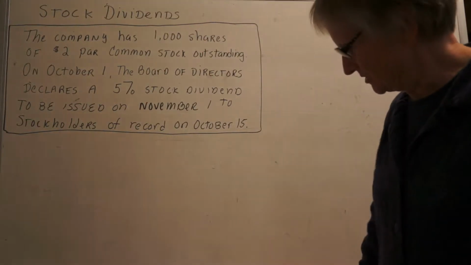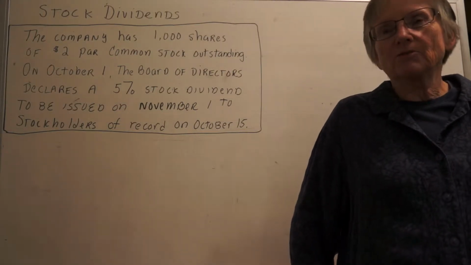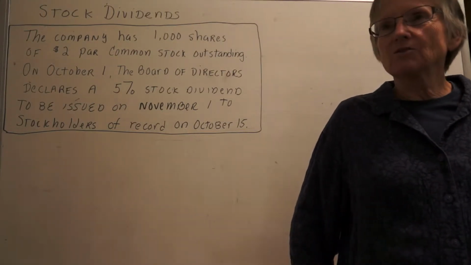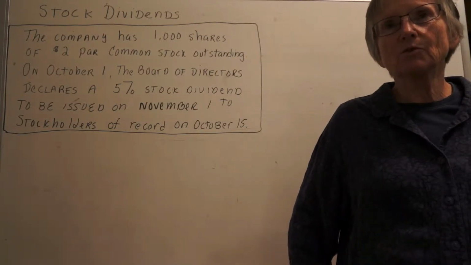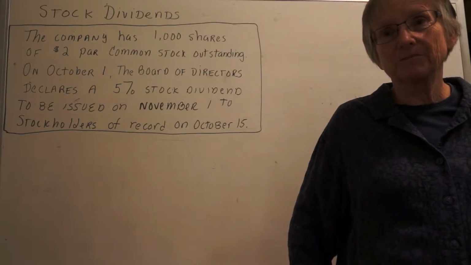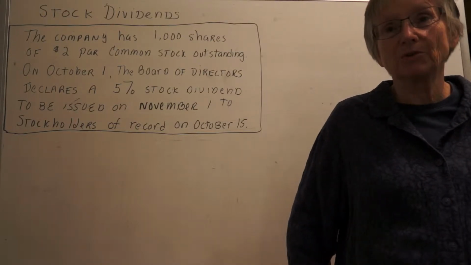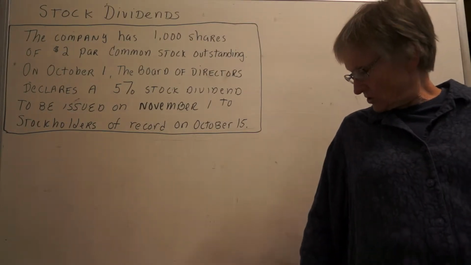Okay, so what's a stock dividend? The company has so many shares outstanding, and what it does is it'll say, well, we'll do a 10% stock dividend. We will distribute an additional 10% to each shareholder. So that's how a stock dividend is set up.